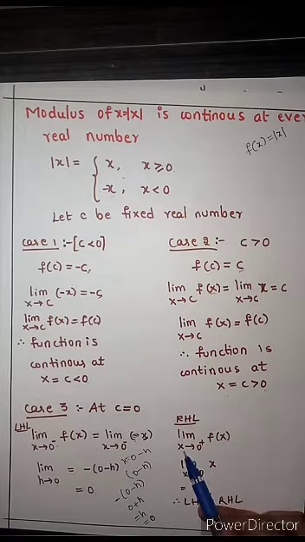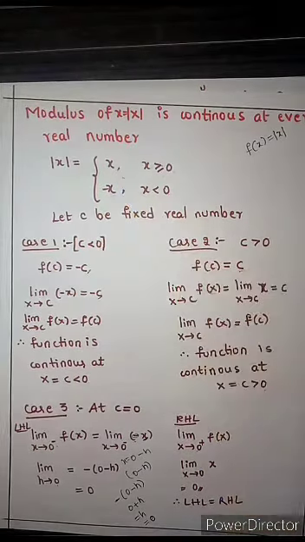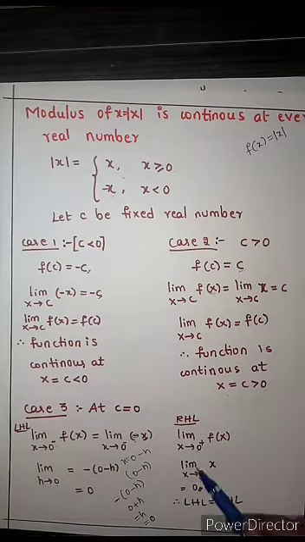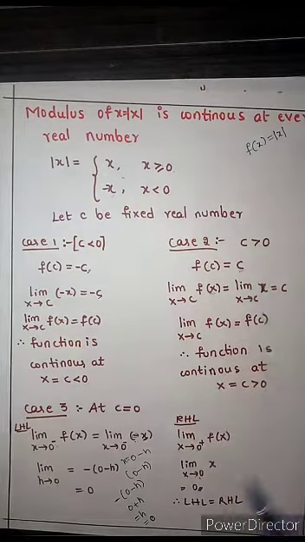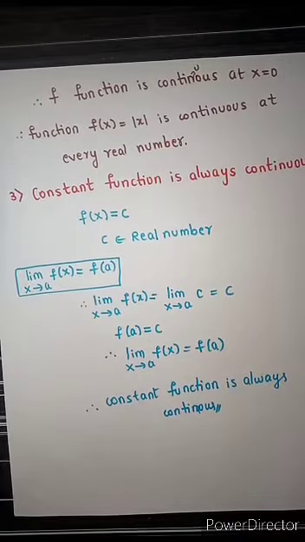Now let's take the right hand limit. Here limit x extends to the positive side, greater than 0. Now limit x extends to 0 means positive. After applying the limit, we will get f of x is x, right? So x extends to 0. Here the LHL and RHL are equal.